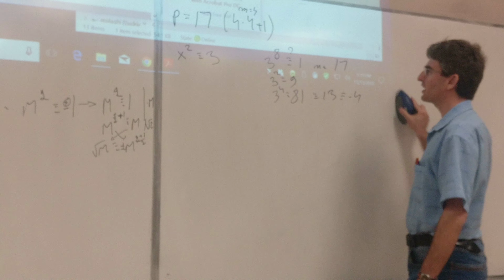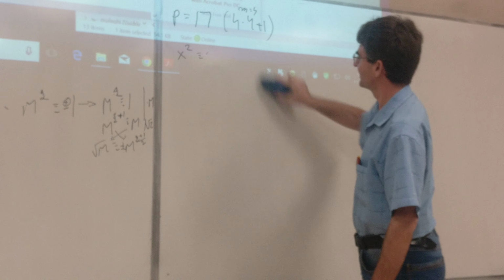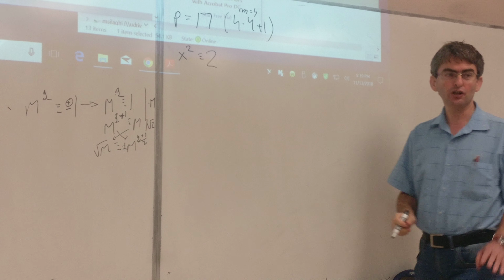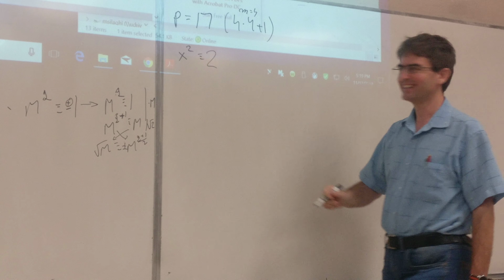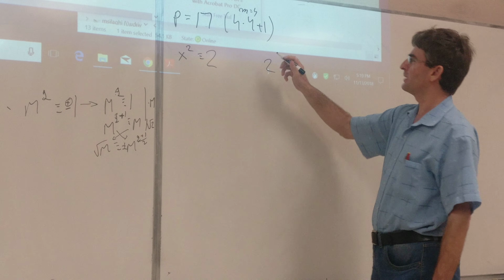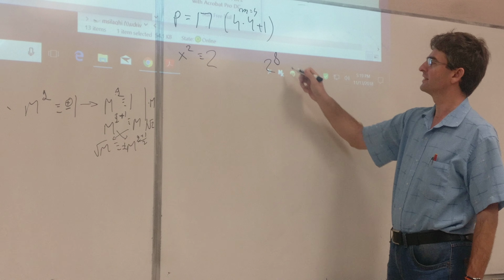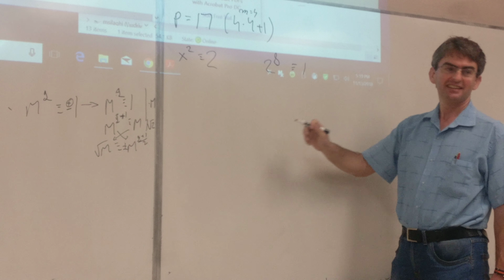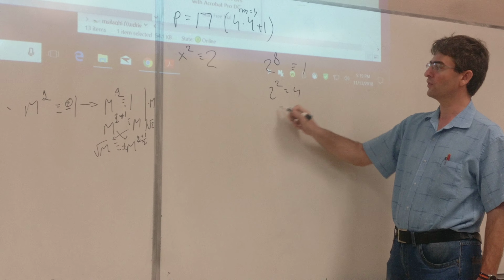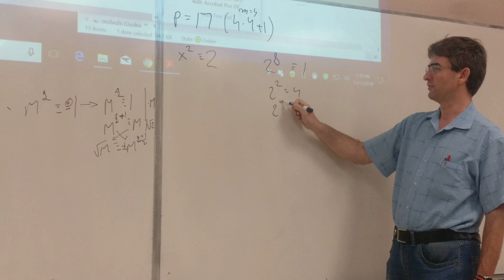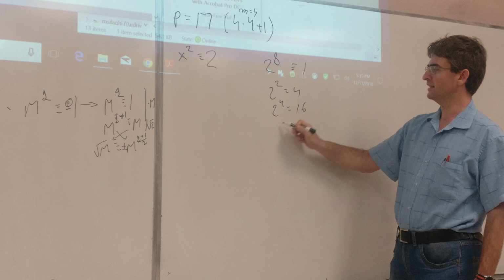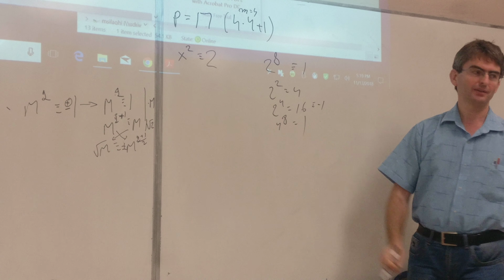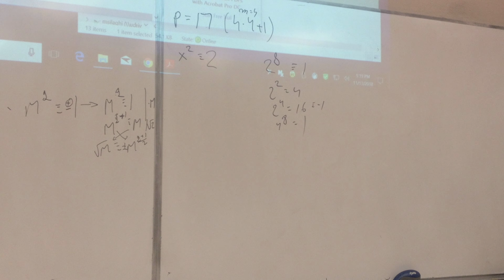So let me try 2. And if not 2, we'll try 10. So 2 to the power 8 should be congruent with 1 if we are lucky. So 2 to the power 2 is 4, 2 to the power 4 is 16, 2 to the power 8, 16 was minus 1, it's 1, so it works.